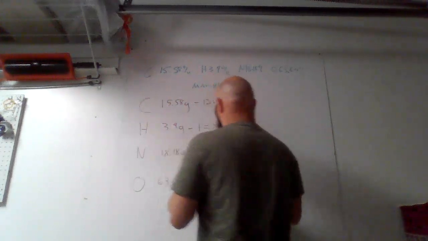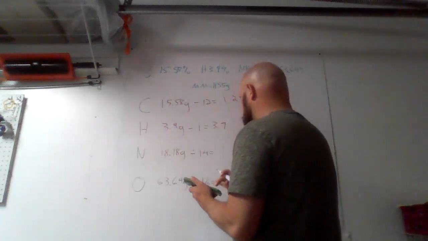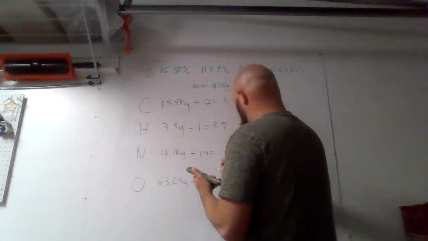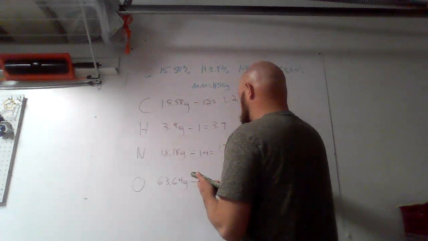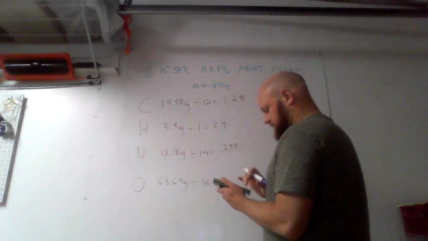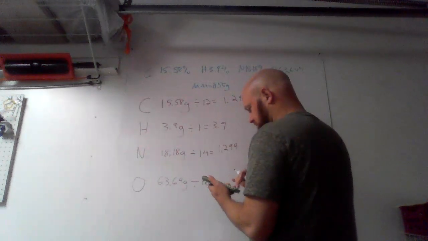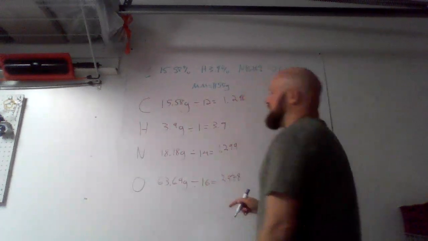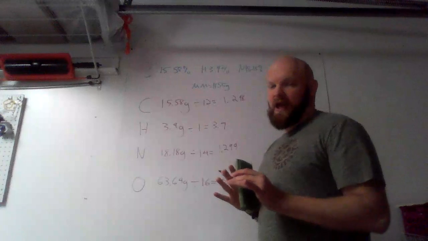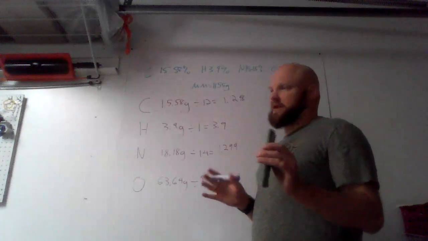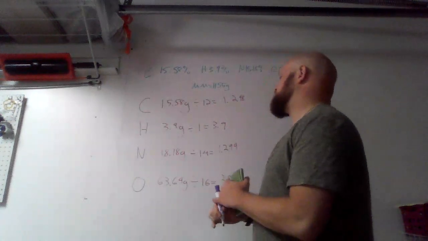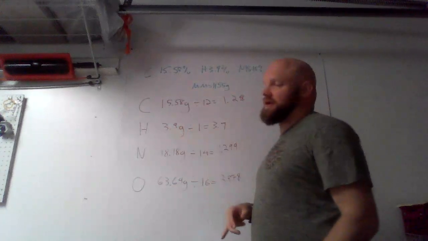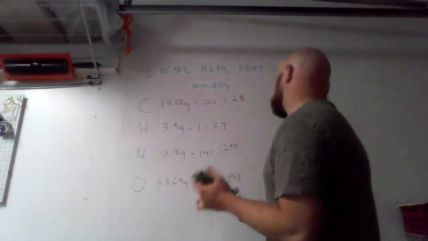15.58 divided by 12 equals 1.298. 18.18 divided by 14 equals 1.299. And 63.64 divided by 16 is equal to 3.978. And someone is thinking right now, and that way you don't have to ask in the live lesson if you watch this first, the reason this is 3.9 is you do 3.9 divided by 1. Because someone right now is having a brain fart, guaranteed.